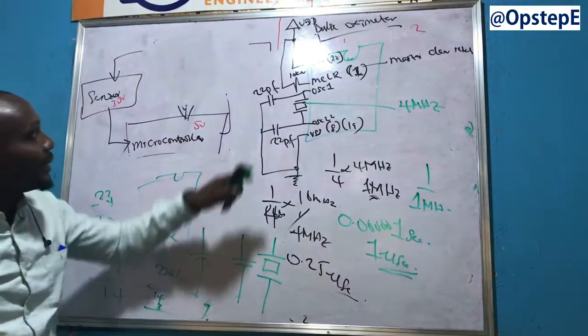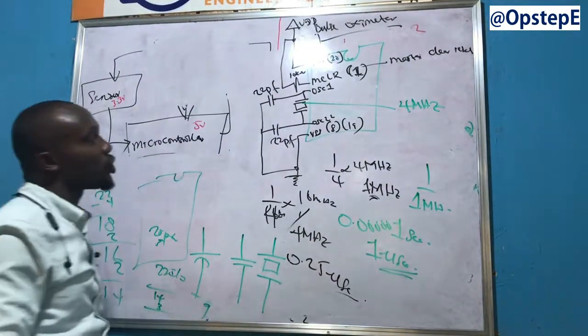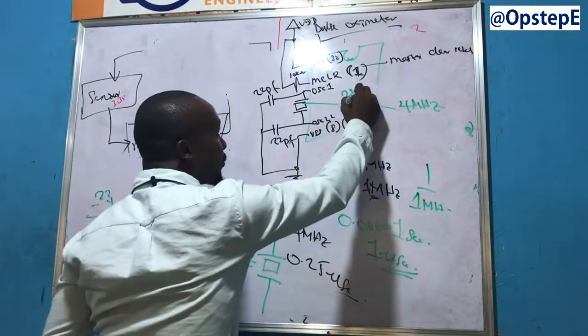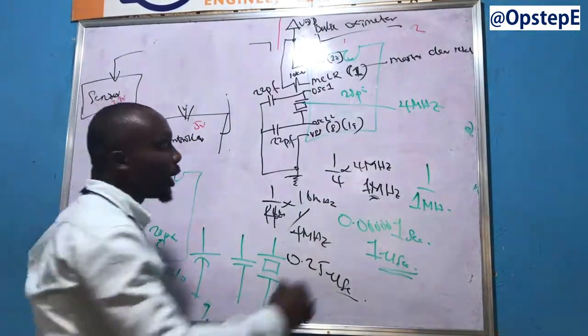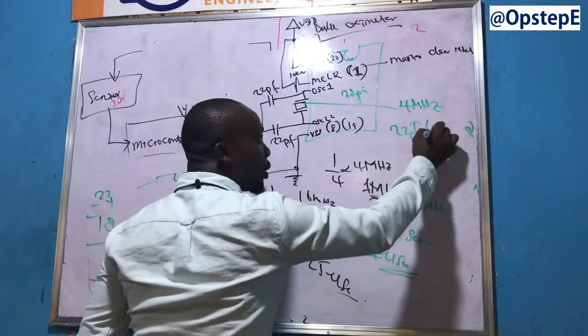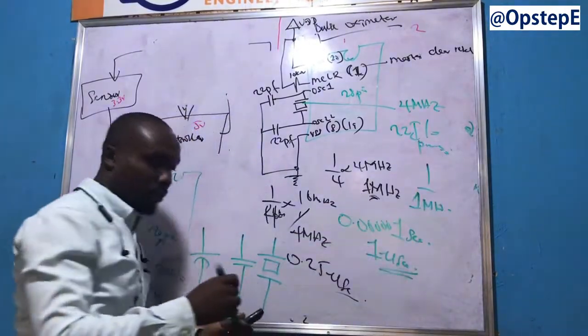So, first, what is subtracted from the 28 pins you have? 6 is gone. That is why what is left will now be what? The 22 input output pins from the 28.